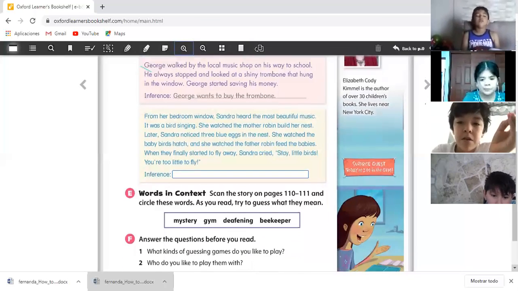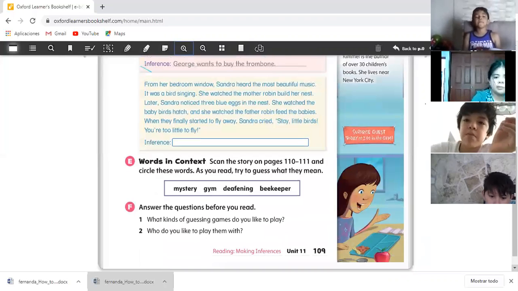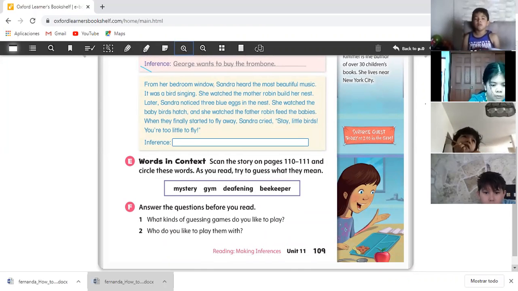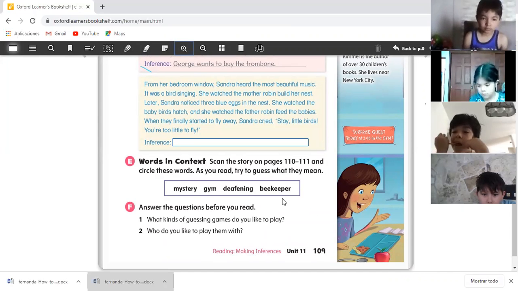Okay. Now, what are we going to do? We're going to scan the reading. We're going to look for mystery, gym, deafening, beekeeper, okay? When we read, we're going to find out what these words mean.